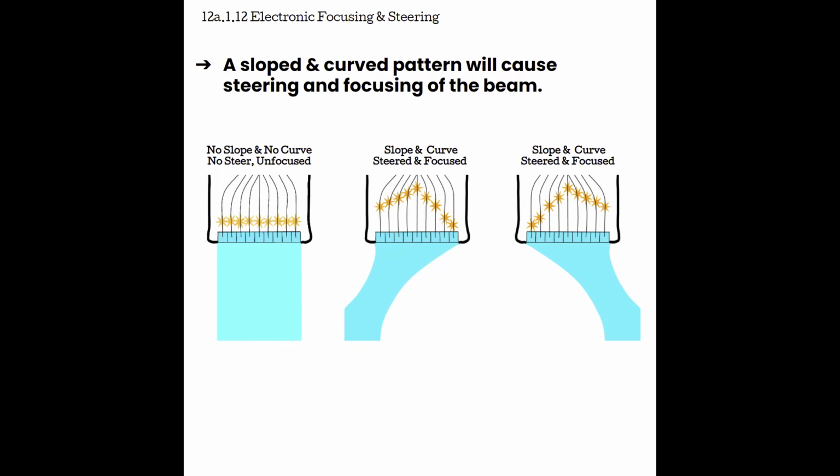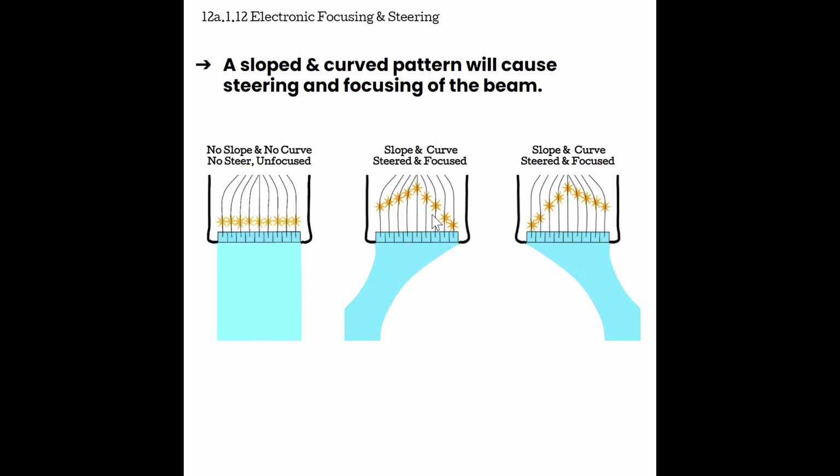Now, before we leave the concept of electronic focusing and electronic steering, I do want to point out that really for the most part, we're combining the electronic phasing to produce both focused and steered beams. So if the pattern coming down the wires is sloped and curved, we're going to see a beam that is both steered and focused. In our first example here, we have a very flat pattern of electrical voltages coming down the wires. They are going to interact with the elements all at the same time. There is no slope, there is no curve, so we are going to see no steer and an unfocused beam.